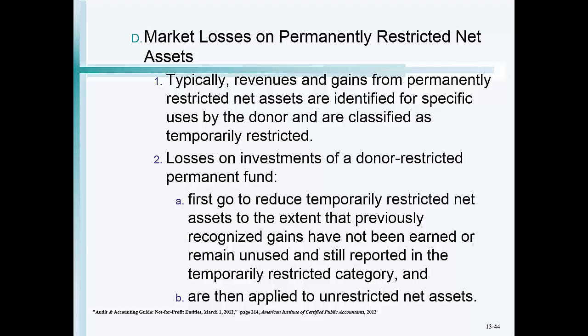So going back to the example, $40,000 has been the earnings built up in there. We spend what?